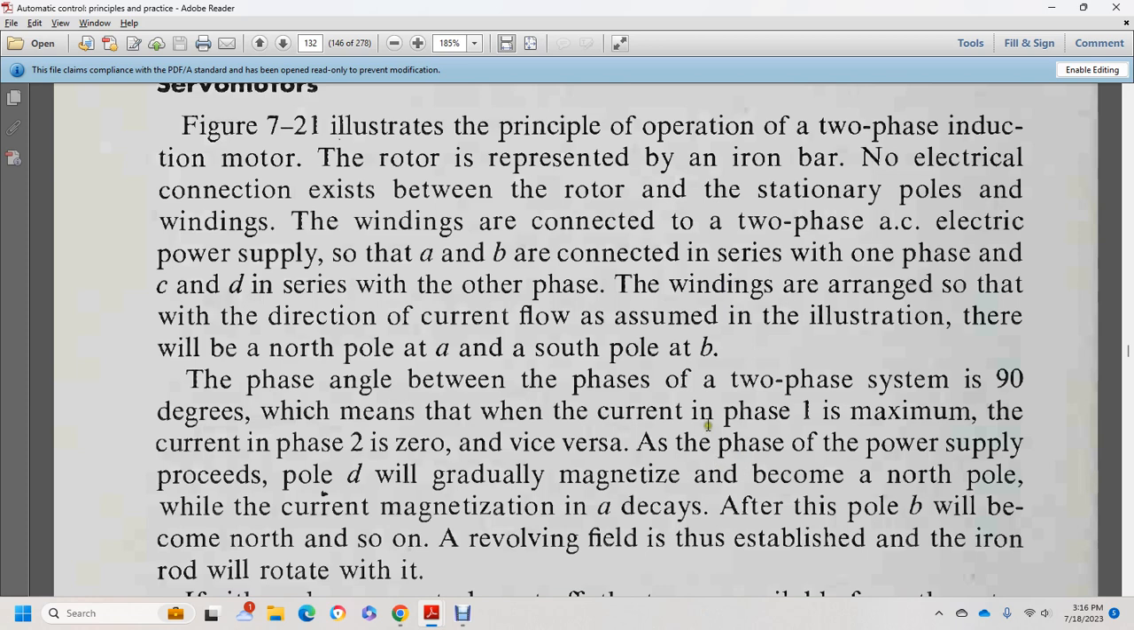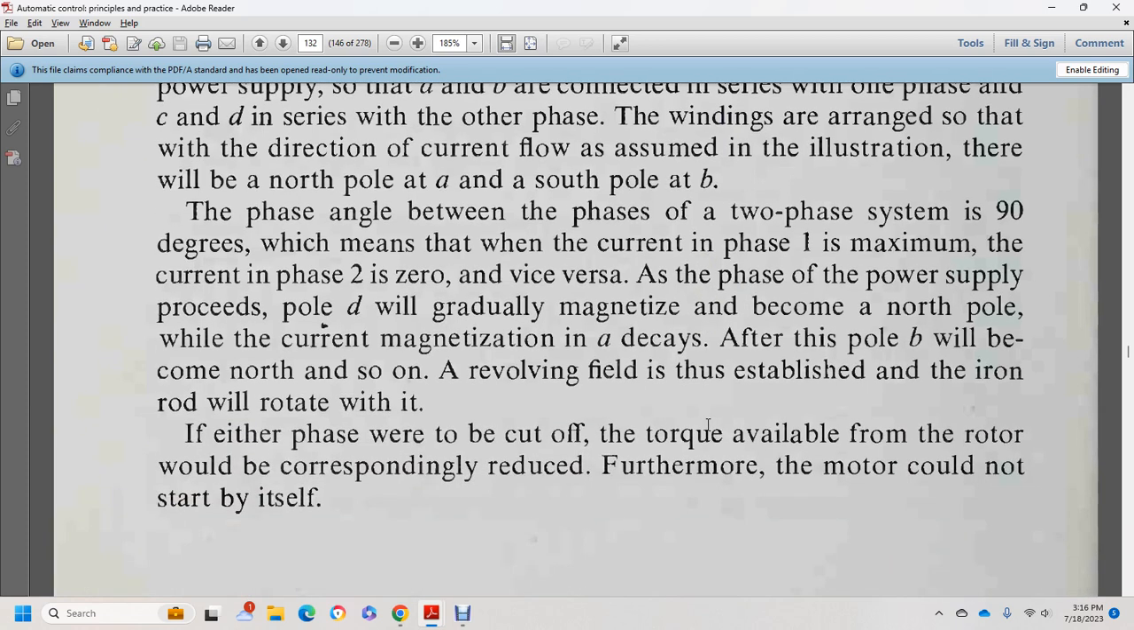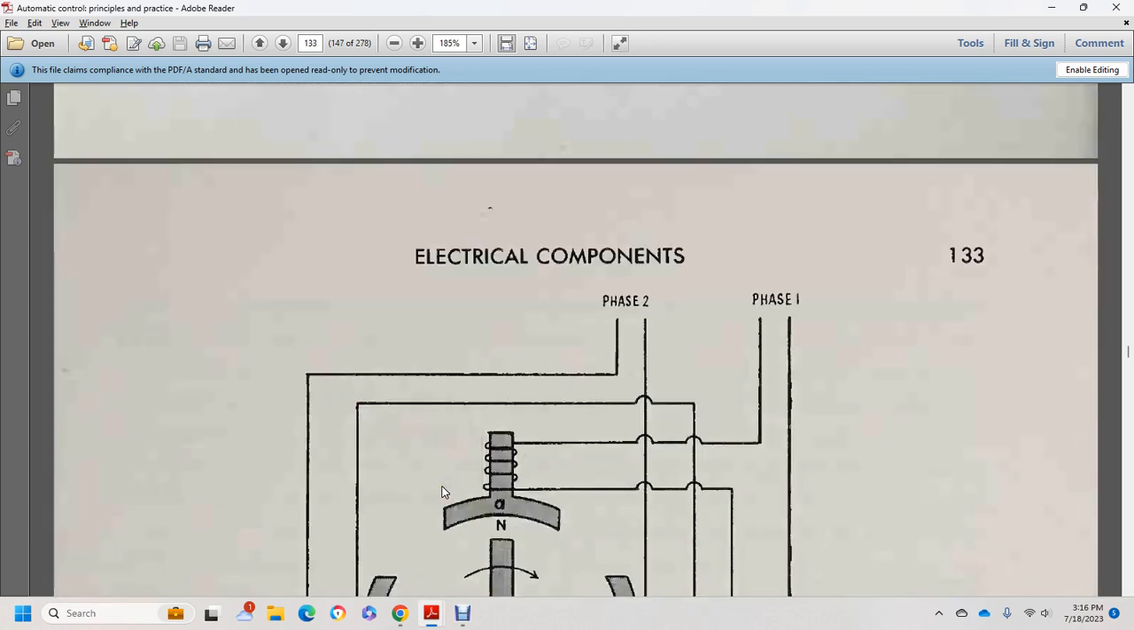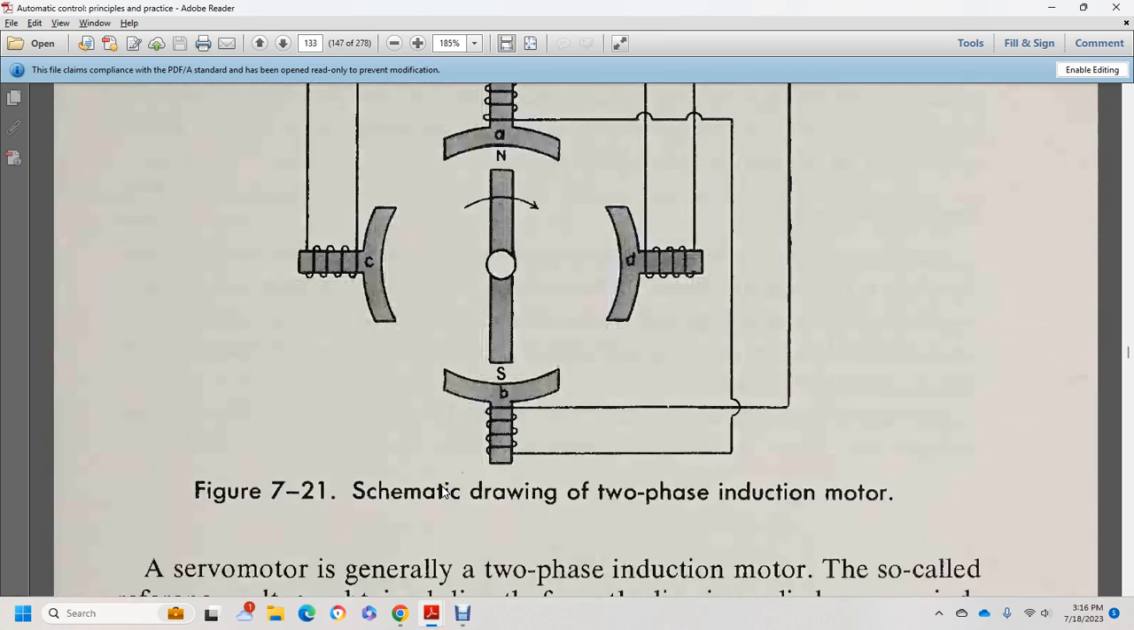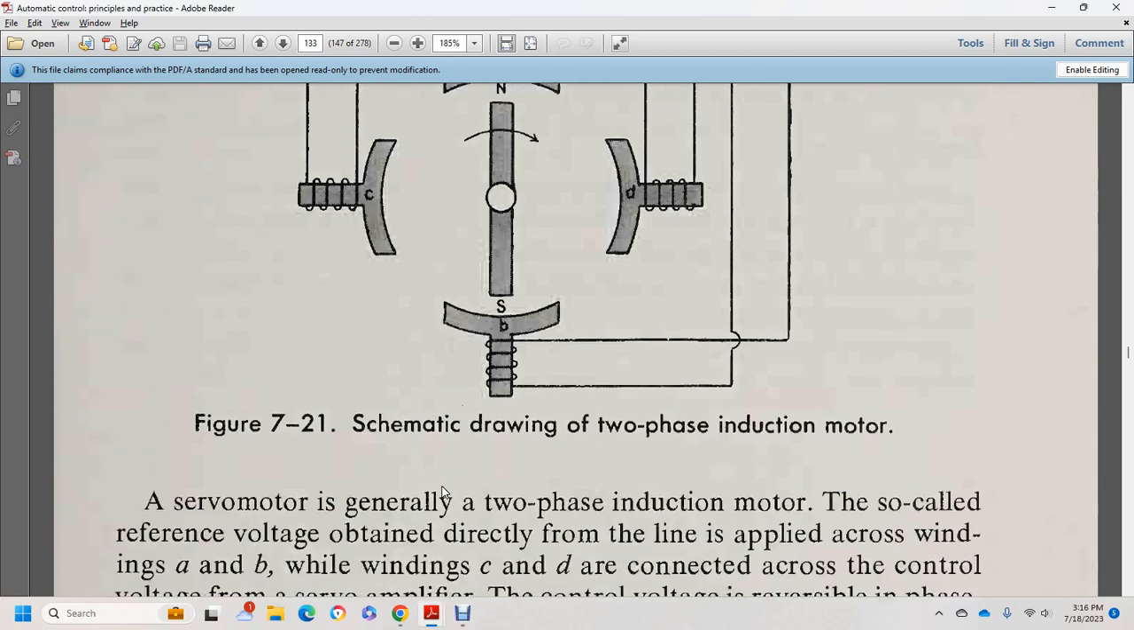The revolving field established will rotate the iron rod with it. If either phase were to cut off, the torque available for the rotor would be correspondingly reduced. Furthermore, the motor could not start by itself. It shows phase 1, phase 2, and it shows your schematic drawing of a 2-phase induction motor.